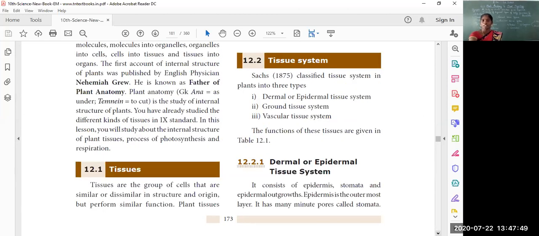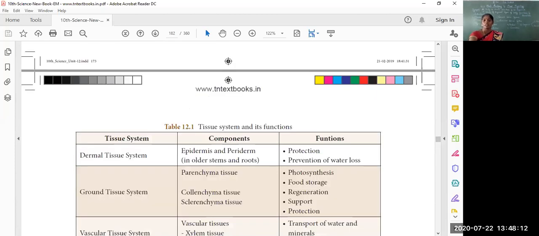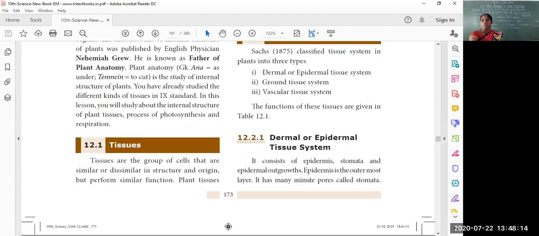We saw the dermal or epidermal tissue system. It contains the epidermis, the outermost layer. Then stomata. Stomata is a minute pore present on the leaves. It helps in the process of transpiration. Okay, and epidermal outgrowth. Epidermis is the outermost layer, so it has many minute pores called stomata.